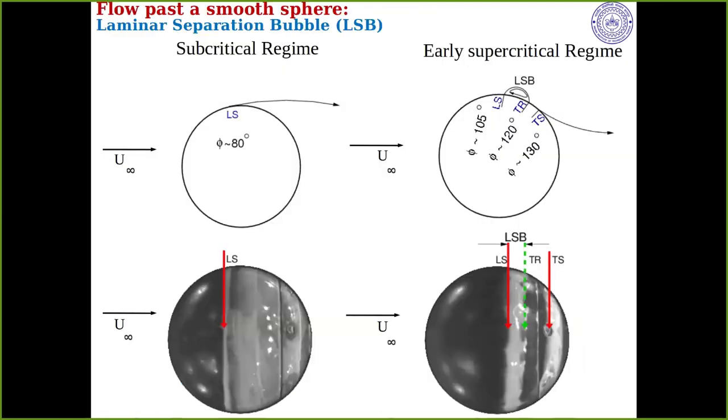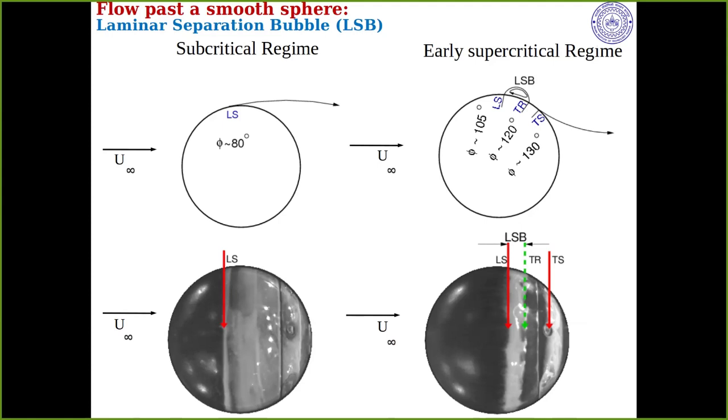We did some experiments in the wind tunnel, and this is an oil flow visualization experiment. This is in the subcritical regime. This is supercritical. Here the boundary layer is turbulent, and here it is laminar. There's a laminar separation, and the flow does not reattach. In this case, the boundary layer separates in the laminar state, then it becomes turbulent. The separated shear layer reattaches, and then the final separation point is almost at 130 degrees.